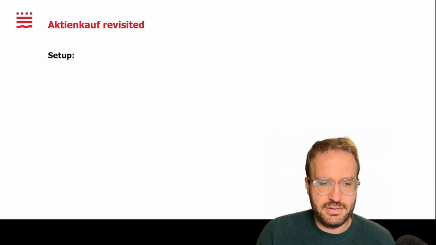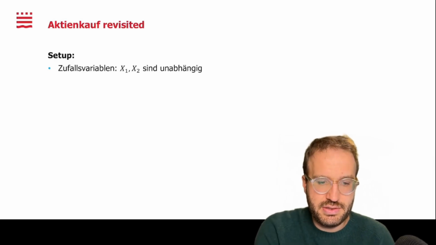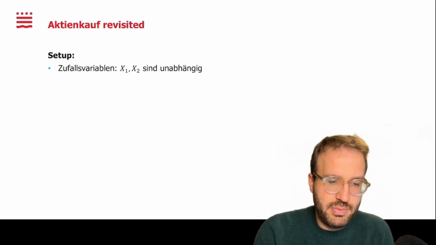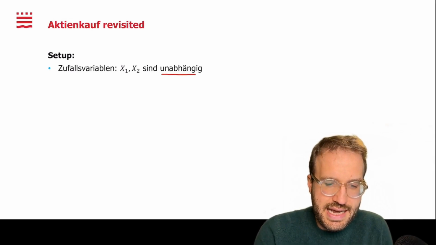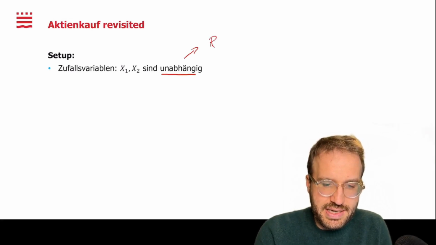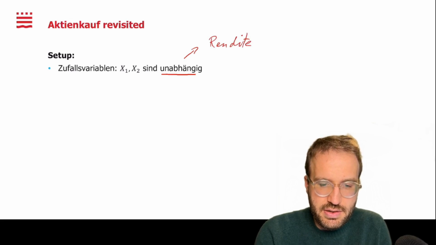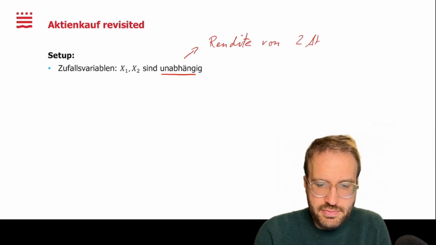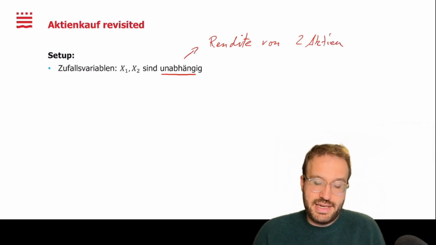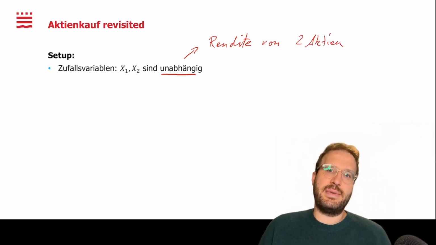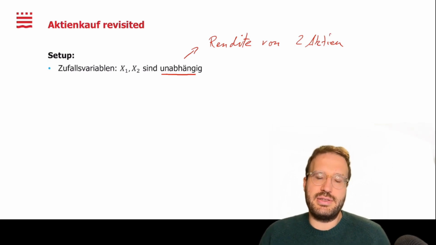Yes, now we return to our original example regarding the purchase of stocks and can now use what we have learned to solve the task. What was the whole thing again? The setup was as follows. We have two random variables, X1 and X2, which are independent and represent the returns of two stocks. And independent means in this context that, yes, these stocks have nothing to do with each other.